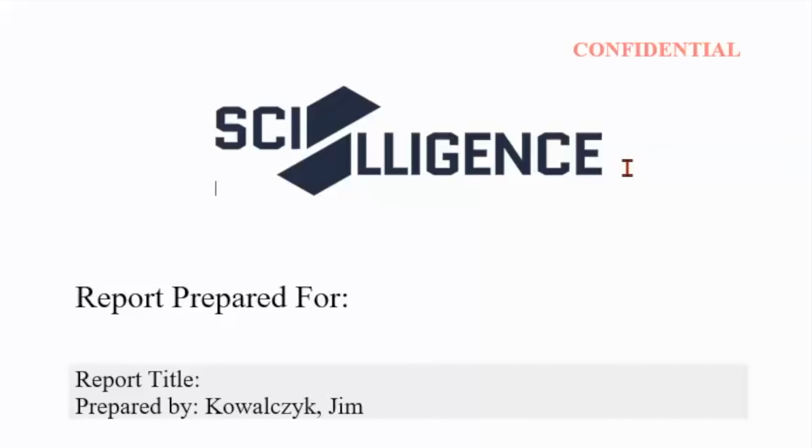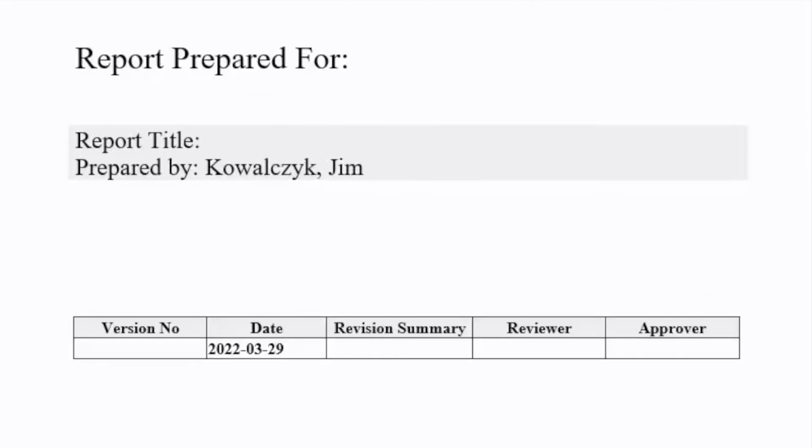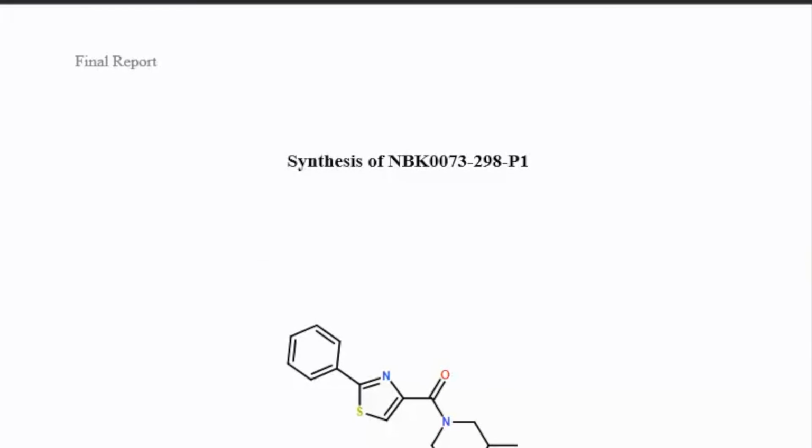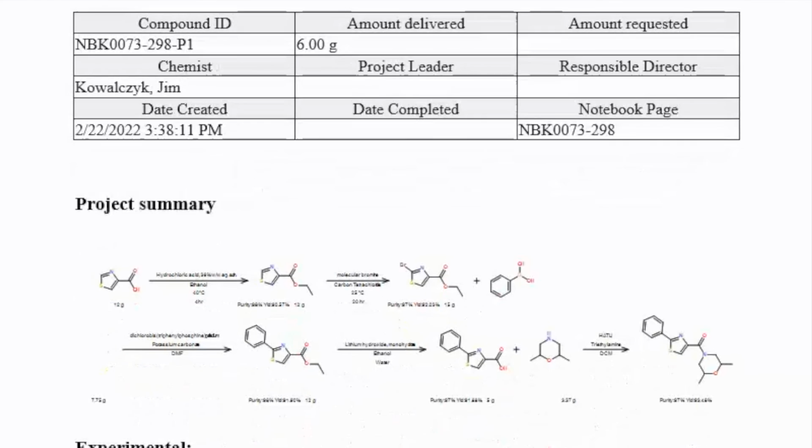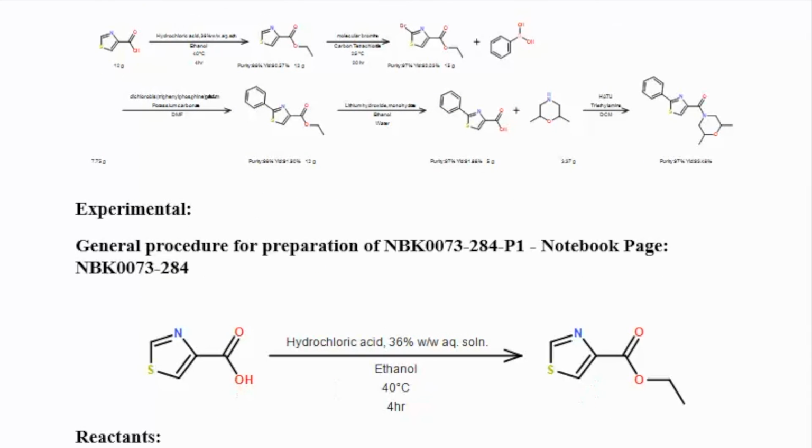It gives the logo at the top that can be configured to your company's logo. It gives us a title page, and a structure page of the subject of the report. Again, scroll down and you can see now a delivery summary, amount delivered. All these things can be edited if they weren't pulled in from the notebook. You can see the overall scheme with amounts, yields, scale, and then each step of the reaction shown here.